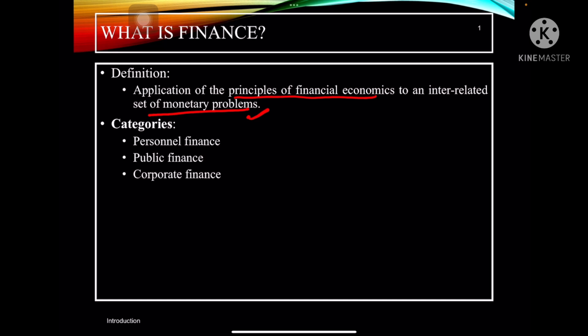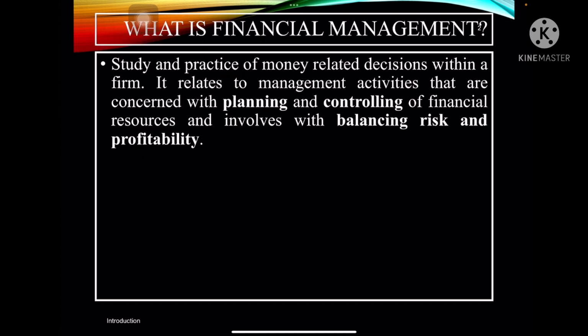When a company or a person has monetary problems, and then how to solve the problem, they have to apply the principles of financial economics, right? So basically we have three categories over here: personal finance, public finance, and corporate finance. Personal refers to the individual. Public finance refers to the government, and corporate finance refers to the company.